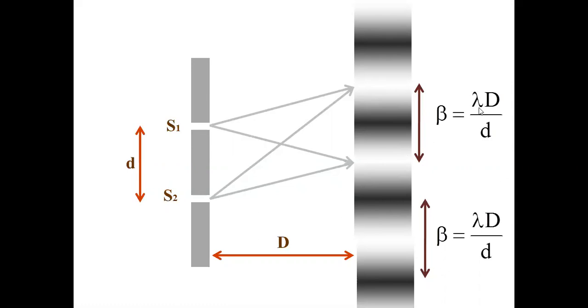It is directly proportional to lambda. What do you mean by beta is directly proportional to lambda? Suppose you have used blue light, its wavelength is less. Then blue fringes will be closer and closer. Suppose you had used red light here, then the red fringes will be far away and farther away.